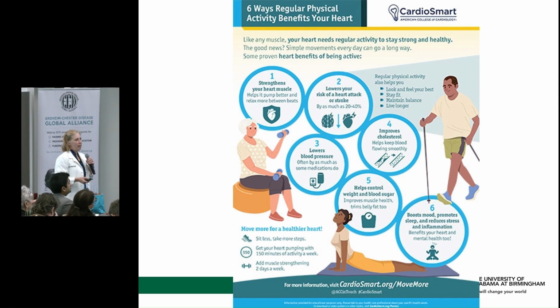And lastly, physical activity. Dan kind of alluded to this about how do we keep our patients moving and staying active, because exercise is so important. It's important to help keep our heart muscle strong. It helps lower our risk of stroke and heart attack as much as 20 to 40%, helps lower blood pressure, improve cholesterol. It's important for controlling our blood sugar. And obviously, the important effects, it boosts our mood. It helps reduce stress and inflammation.